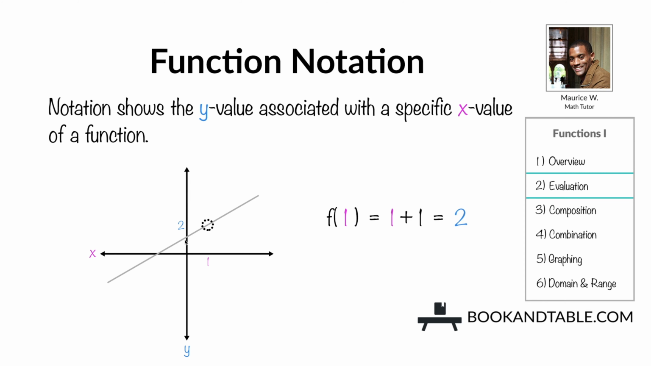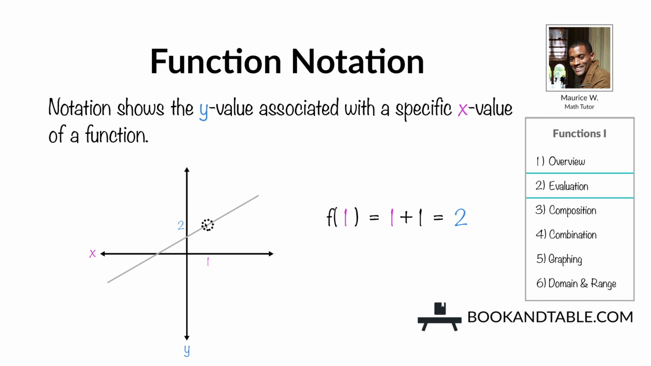Let's say the input was +1 instead. The output would be equal to 1 plus 1, which is a y value of 2. So we go along the x to +1, and we see the function has a y value equal to 2 here.